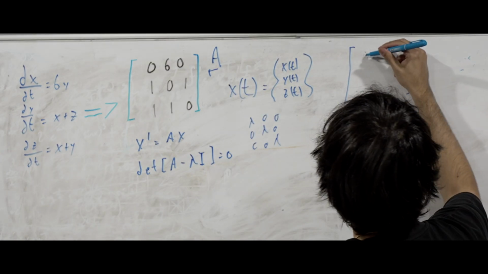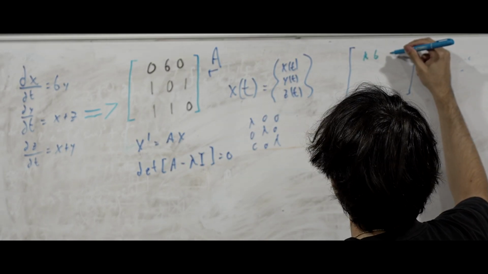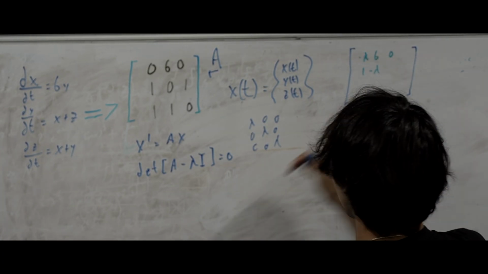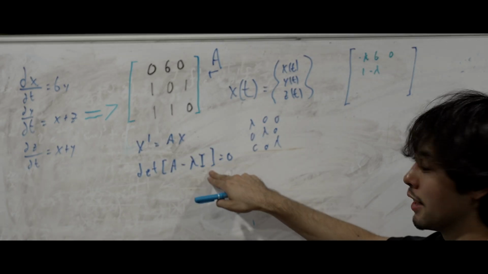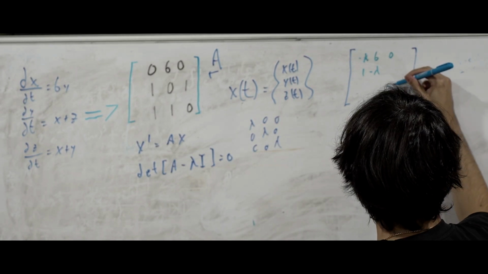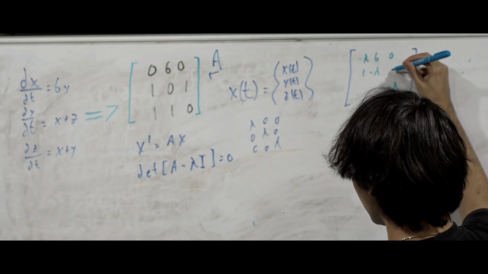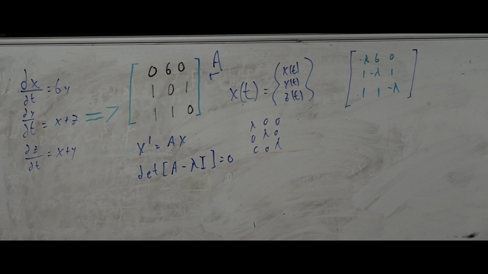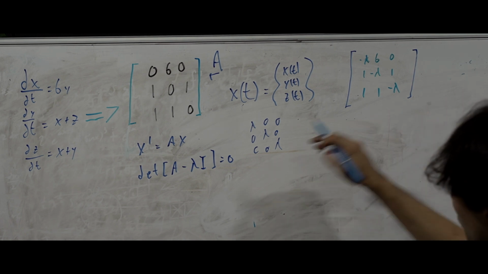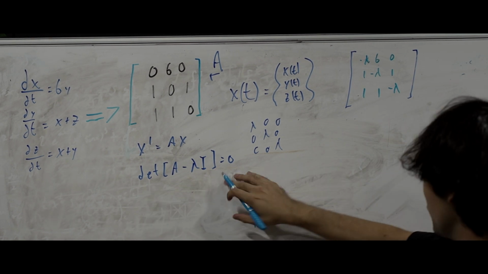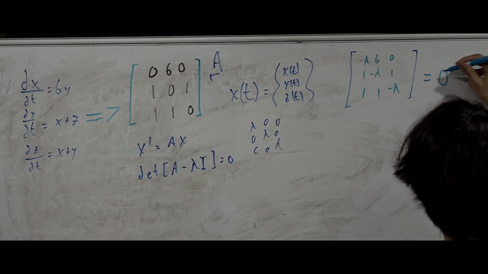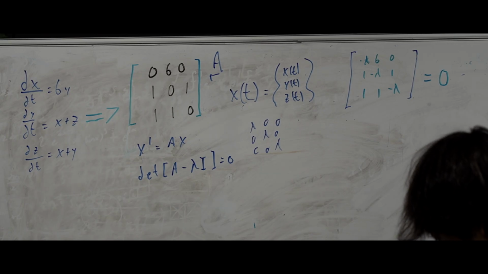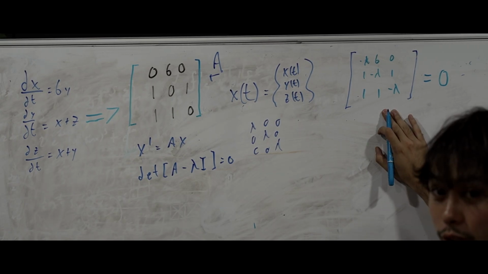We're going to do lambda, 6, 0, 1, and oh, it's going to be minus lambda. My apologies, because we're subtracting lambda I, so that's why we're going to have this minus lambda. That's 1, this is 1, 1. Okay, great. So what does this mean? Notice here how this entire determinant is equal to 0. So basically what we're going to do is solve this determinant.